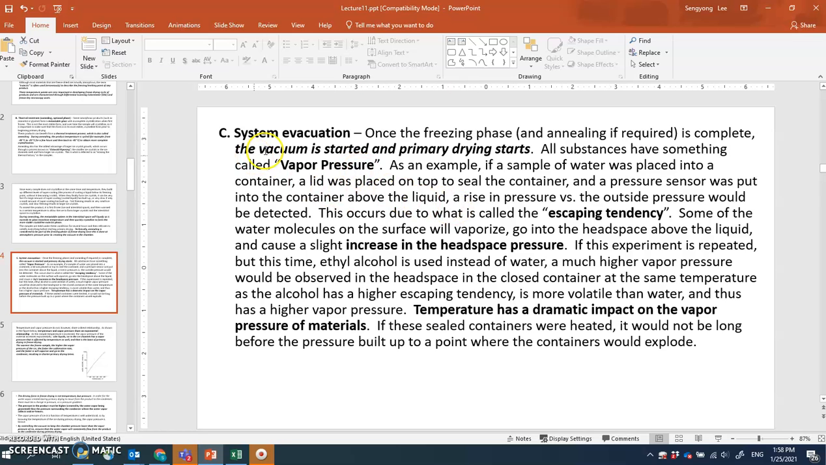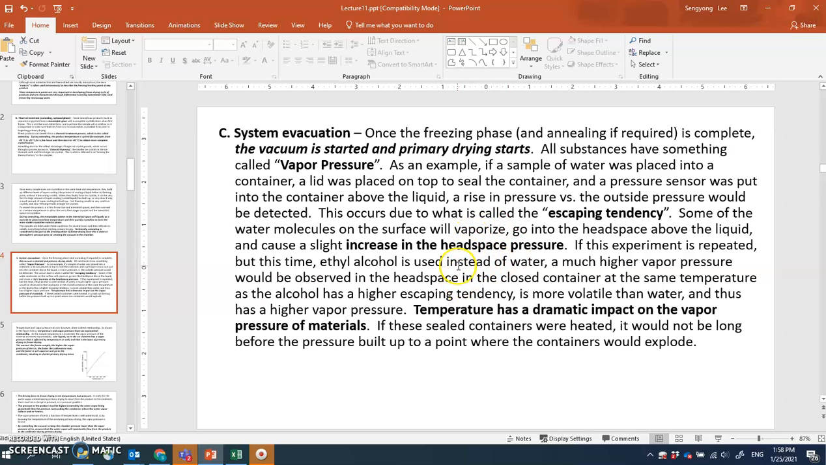Okay, so the vapor pressure is highest inside of the vial. By creating that gradient, an escaping tendency is established. That means the water vapor will escape from the vial and travel down to the condenser inside of a freeze dryer. Okay, so that's what it means. So they increase the headspace pressure. That's the pressure inside of your vial.